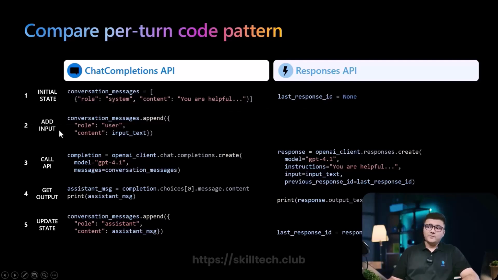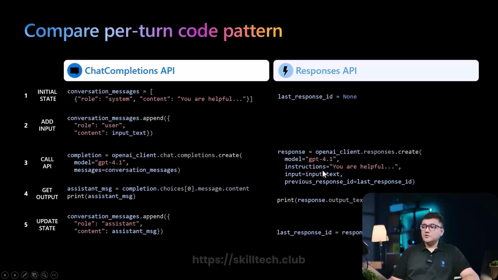Then we add input, so we provide some kind of user prompt. This is the system prompt, this is the user prompt in the completions API. And then after this, we create an instance of an OpenAI client using OpenAI client.chat.completions. We provide our model and we pass that conversation messages inside this. On the other hand, the responses API is very clean. It just calls OpenAI client.responses.create, and everything is passed here itself.